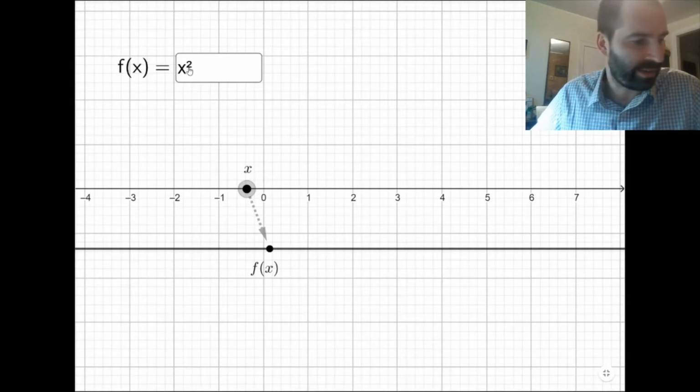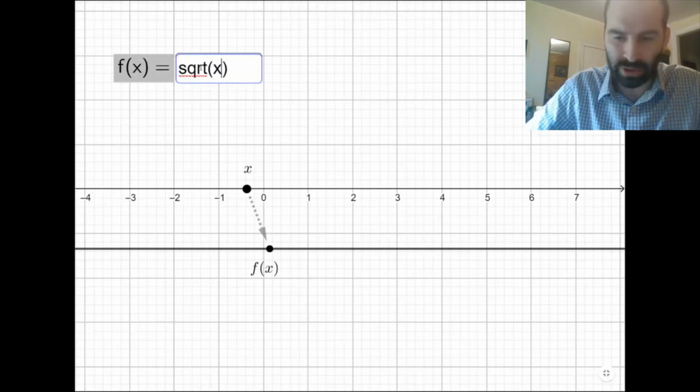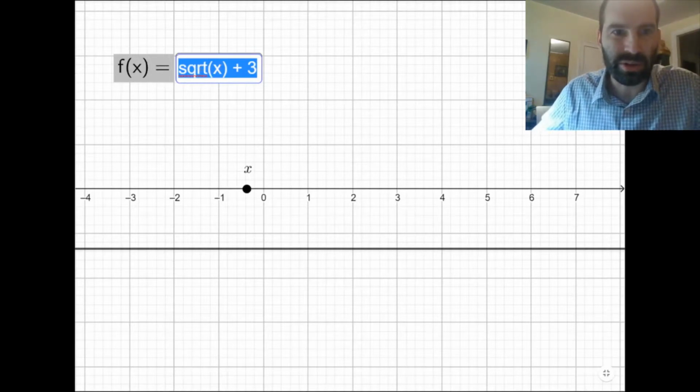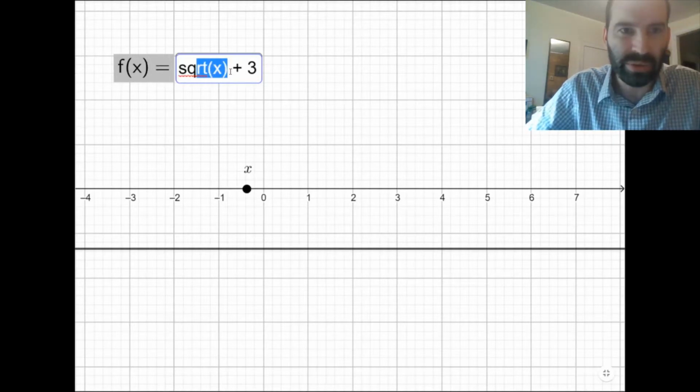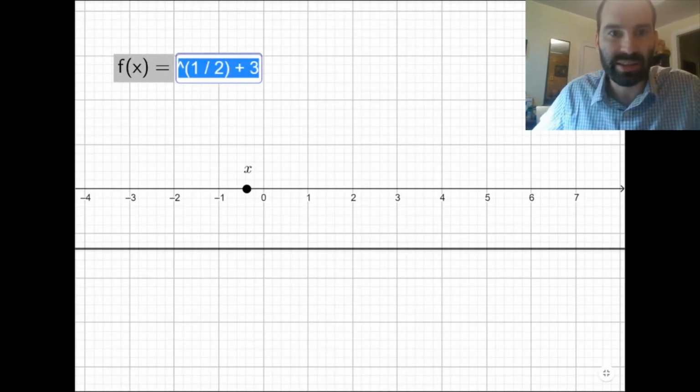Let's take a look at square root of x. I think maybe I can write it like this. Let's see if it'll let me write square root as sqrt. No, it doesn't like that. Some programs do let you do that. So I'll write x to the power 1/2. That's the same thing as the square root. Square root of x plus 3.